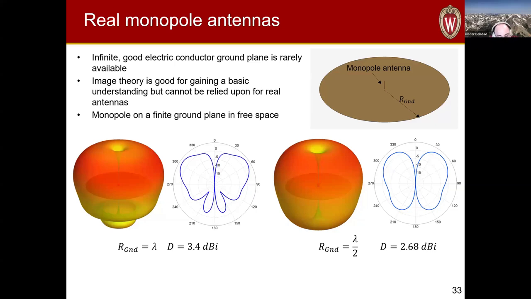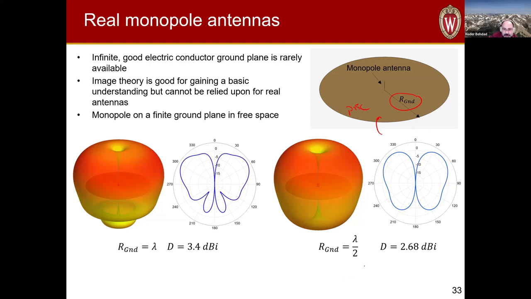Now, there are a couple of issues here. Number one is that we never have an infinite perfect electric conductor ground plane, right? Whenever you actually go ahead and build something, assuming something is infinite makes our analysis easier, but things are never infinite in extent. And so we have to build things that are of finite dimensions. For the same monopole antenna, if I put it on an actual PEC ground plane with a finite diameter, then see what happens.